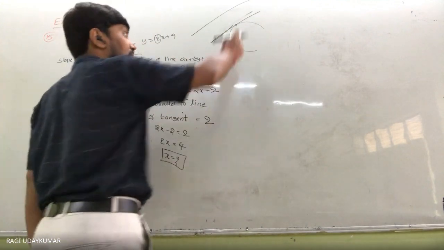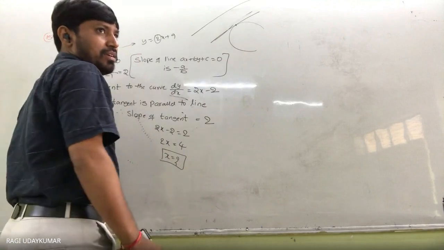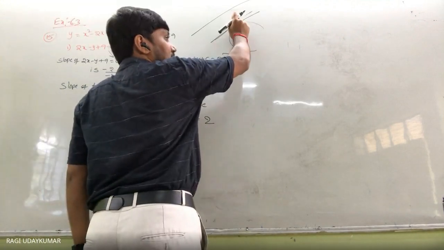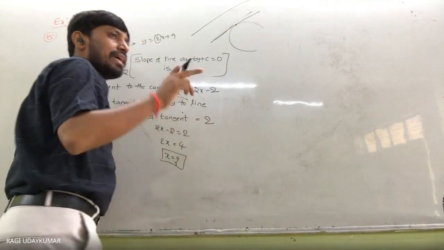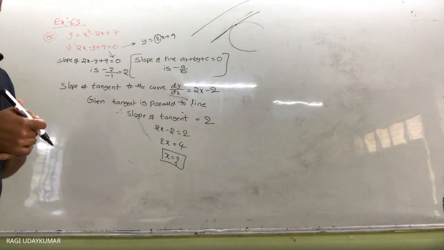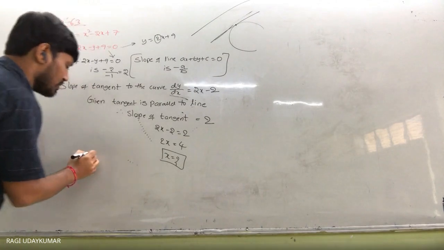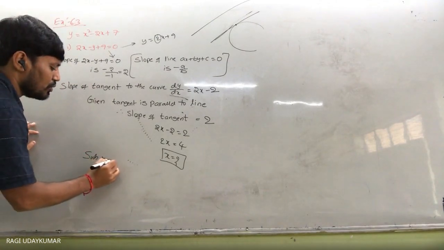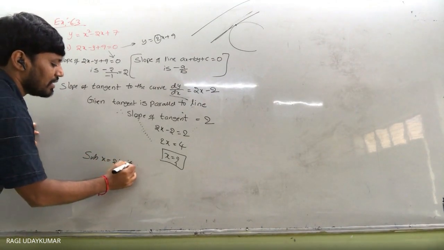Our intention is to find out the equation of the line, but this point is common to both the curve as well as the line. That's why we substitute x equal to 2 in the given curve.